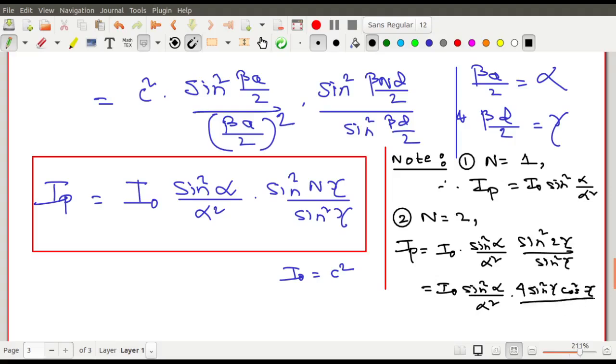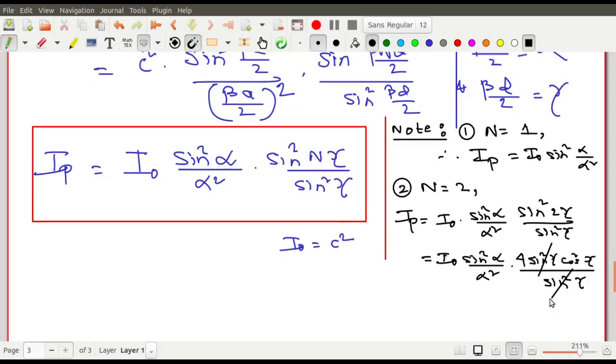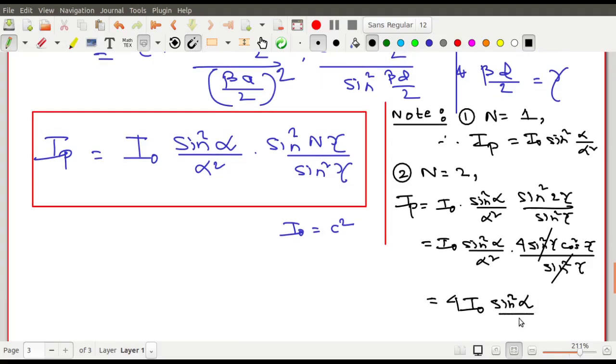Okay, 4 sin square gamma cos square gamma divided by sin square gamma, right? You see that the sin square gets cancelled, and you end up with this result: 4 i0 sin square alpha by alpha square into cos square of gamma, right? So this is the double slit pattern that you have already studied.